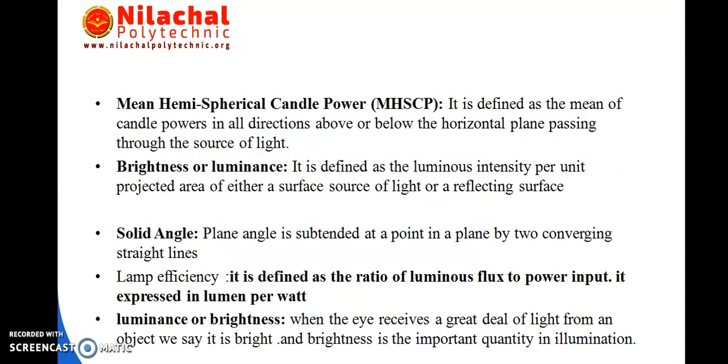And what is MHSCP? It is the mean of the candle power in all directions above or below the horizontal plane passing through the source of light. It's the main important thing. What is brightness? Brightness is defined as luminous intensity per unit projected area of either a surface source of light or a reflecting surface. That is the main difference.